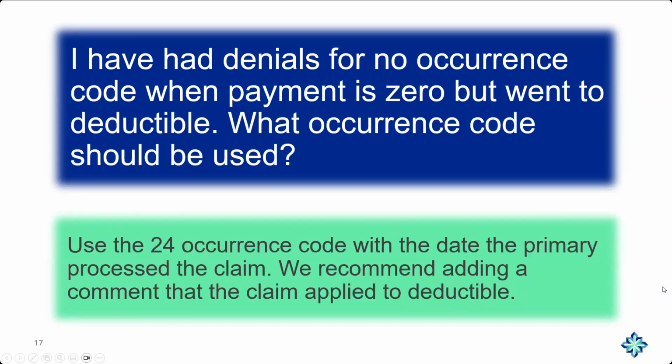Next question. I have denials for no occurrence code when payment is zero but went to deductible. What occurrence code should be used? This is a 24 occurrence code with the date the primary processed the claim. A lot of people say a 24, how is that appropriate? It's because they're refusing to pay. Why are they refusing to pay? It went to patient deductible.